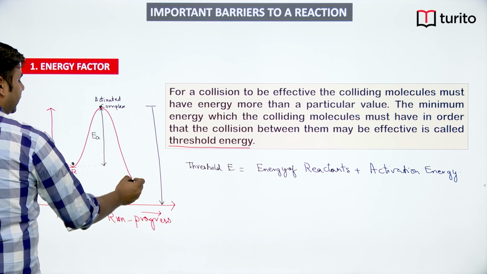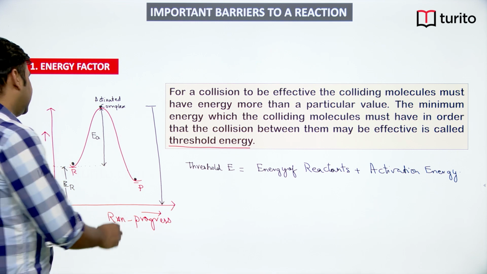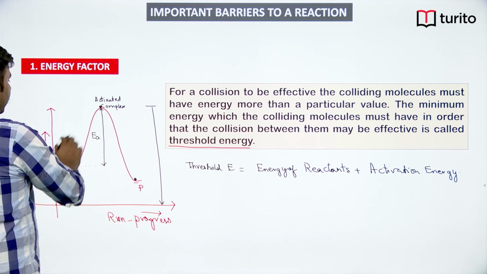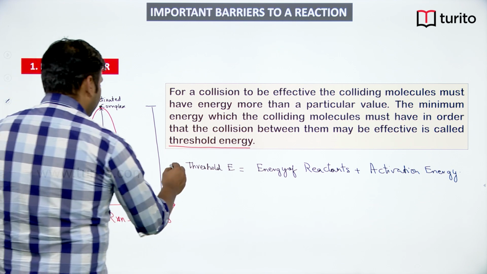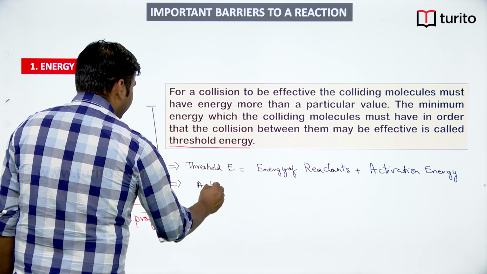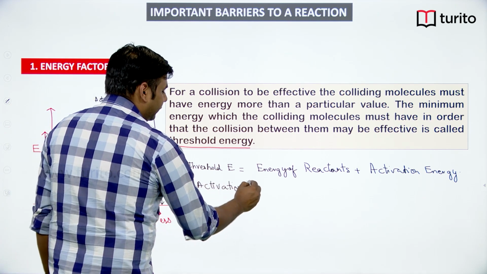The difference in the energy between the reactant and the activated complex is called the activation energy. If you see, threshold energy is the entire energy from the zero origin to the activated complex. This energy is called the threshold energy. Activation energy is generally written as EA.